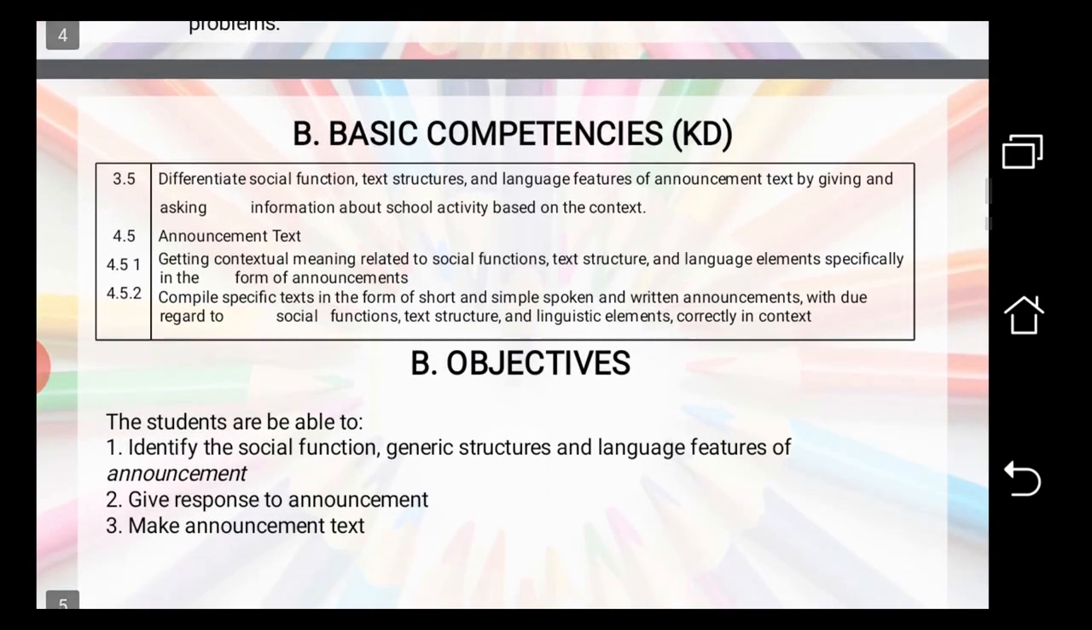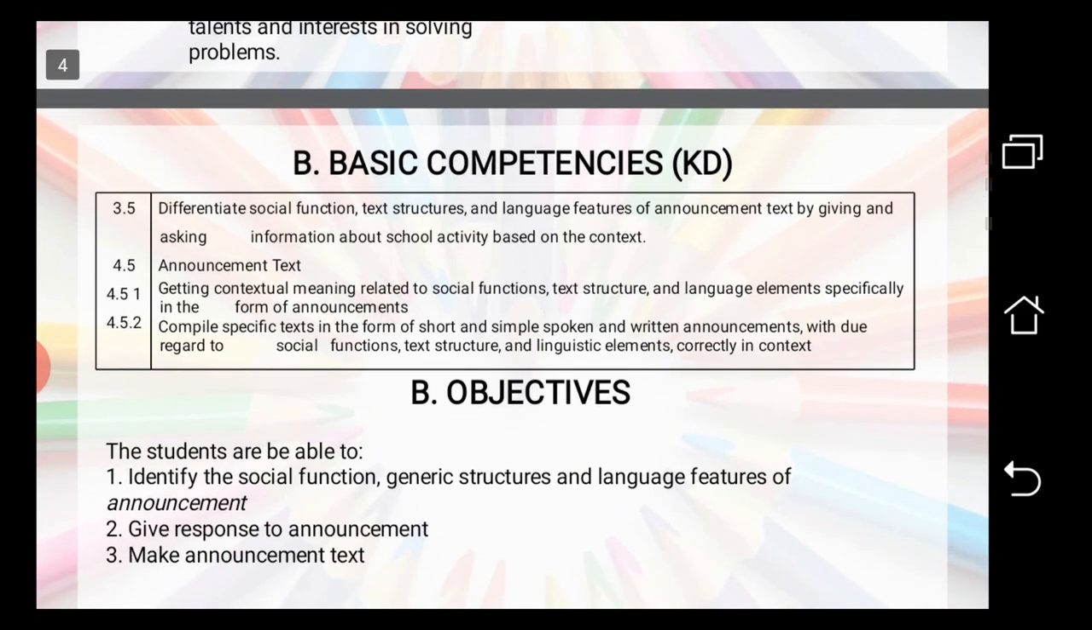And then basic competencies are derived from core competence. Because the material is about announcements, and announcements are written in the syllabus, that is basic competence number 3.5 for 10th grade students, and 3.5 and 4.5 for psychomotor. For 3.5, it is differentiating social functions, text structures, and language features of announcement text by giving and asking for information about school activity based on the context.